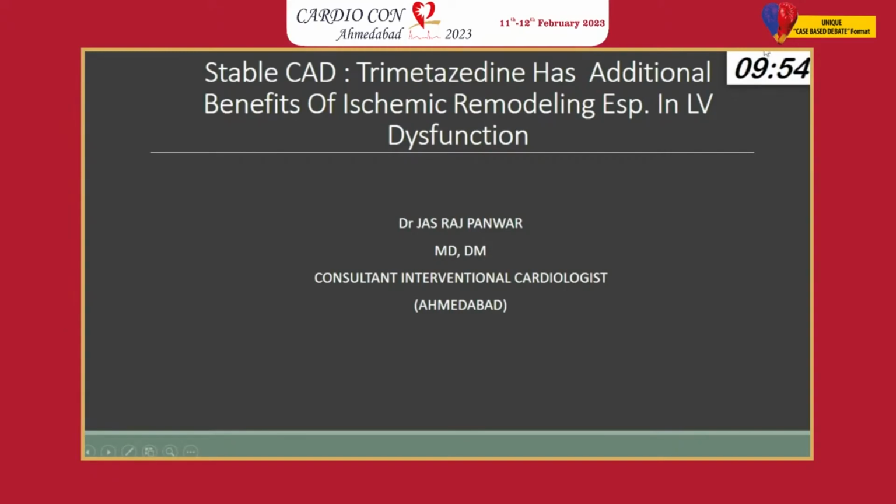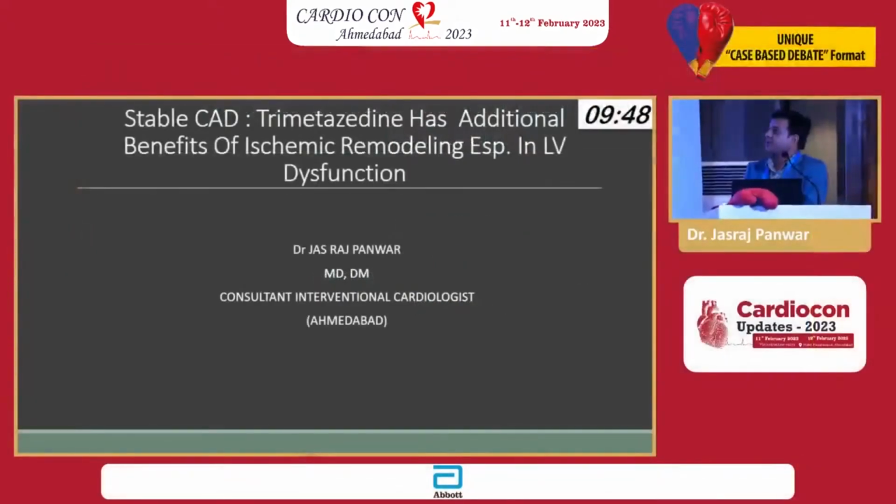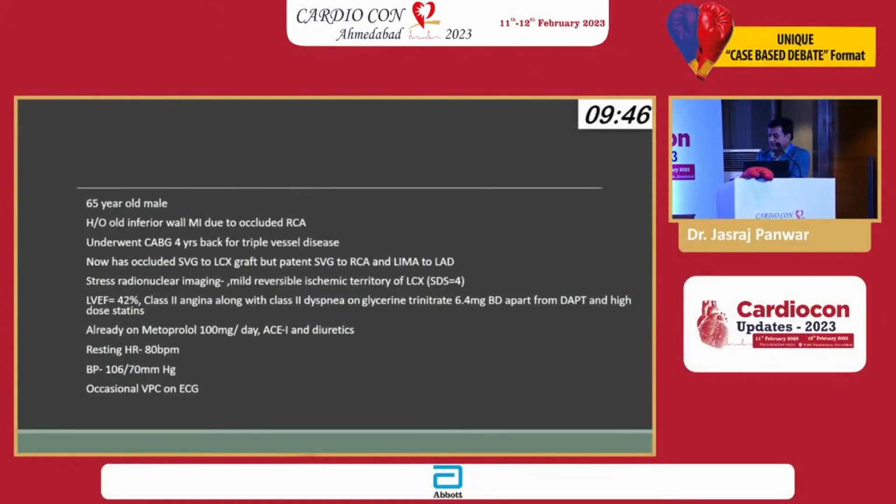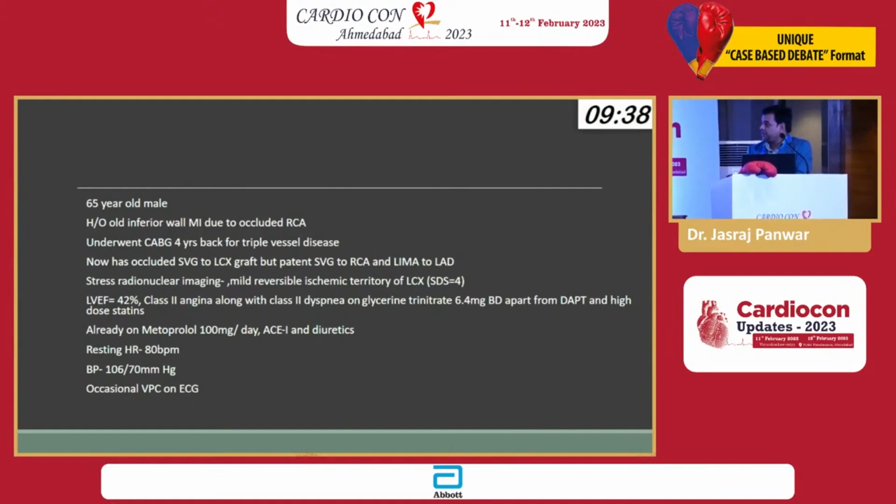So we have stable CAD as my topic. What is the role and strategy of anti-anginal therapy? We have already discussed the case. The patient has class 2 angina, with very mild heart failure. The patient is already on metoprolol 100 mg, which is the optimal dose.